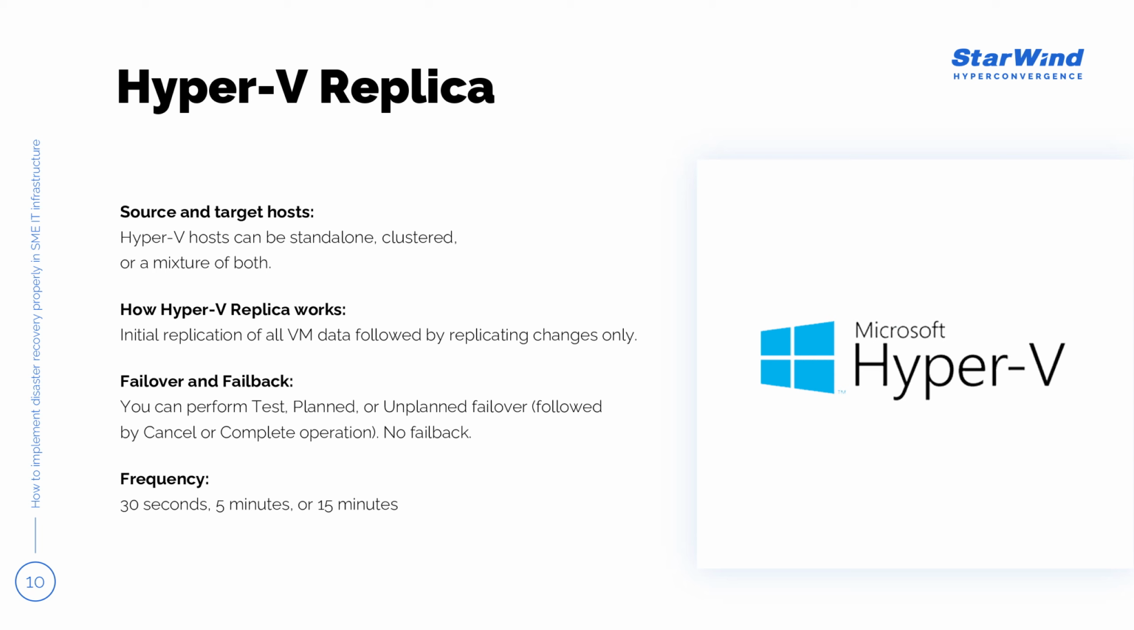Now, if we are talking about the failover and failback, because these are pretty much the most important things we would need with the replication, the ability to fail over and the ability to fail back. Now, Hyper-V in this regard provides a variety of options. So it can perform the test failover.